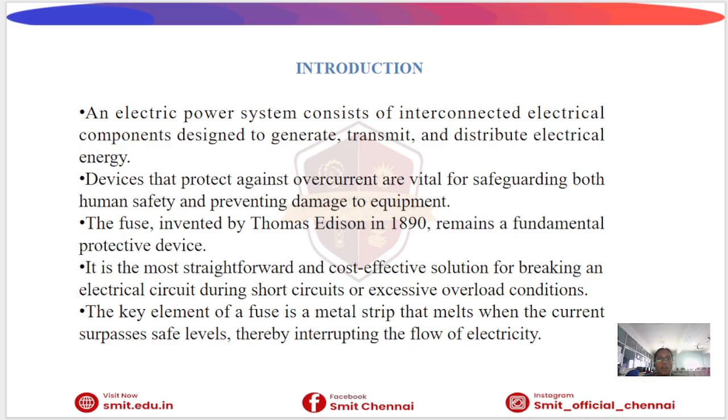Introduction. An electric power system consists of different components used to generate, transmit, and distribute electrical energy. For safety, protection devices are required to prevent damage due to overcurrent or short circuits. One of the simplest protection devices is the fuse. It was invented by Thomas Edison in 1890. A fuse works on a simple principle. That means when current exceeds a safe limit, the metal element inside the fuse melts, breaking the circuit and protecting electrical equipment.